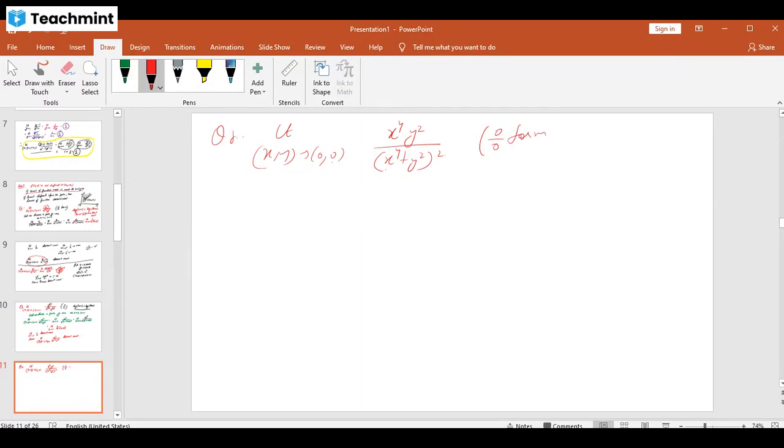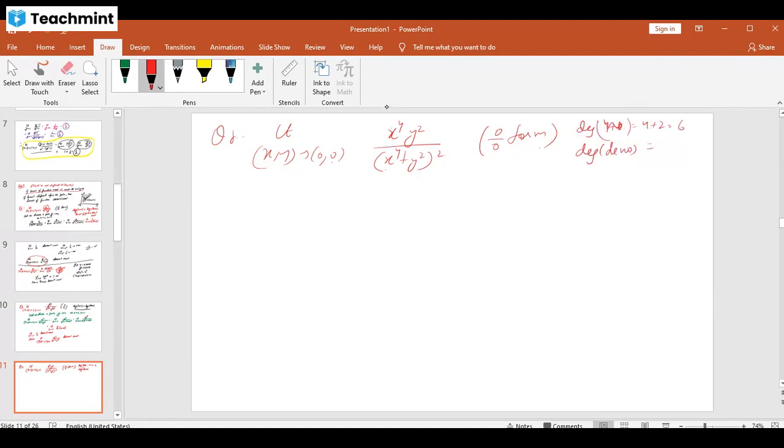Now, if we look at the power, what is the power in the numerator? Because the variables are in product form, their powers are added. So the power is 4 plus 2, that is 6, so the degree of the numerator is 6. And what about the degree of the denominator?